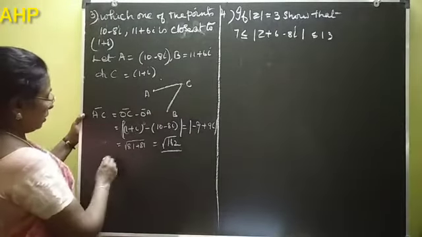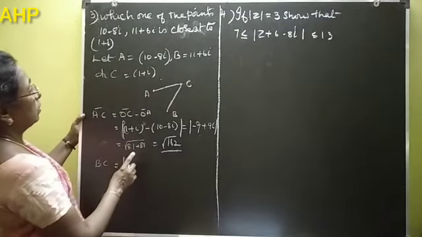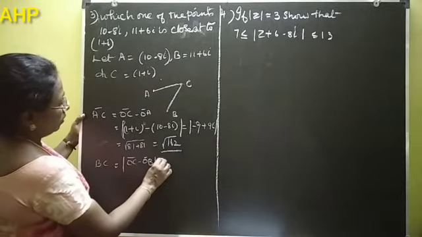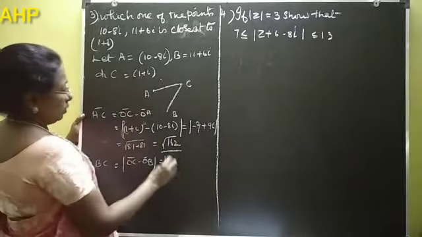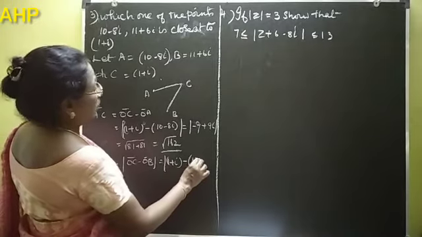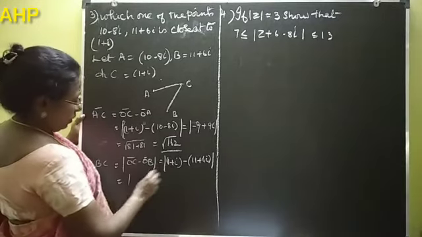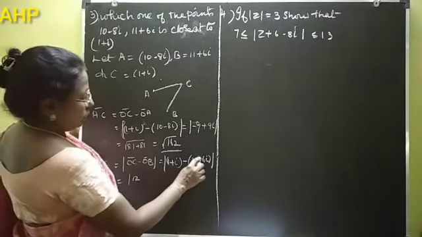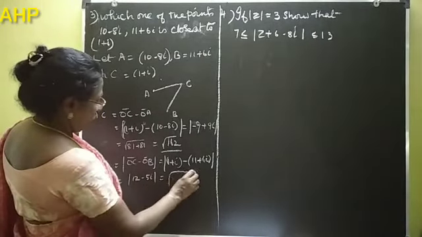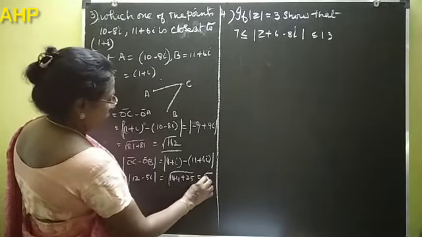If we are going to find out BC, BC is equal to modulus of OC minus OB. This is equal to modulus of (1 plus i) minus (11 plus 6i). This is equal to modulus of 1 minus 11 gives you minus 10, and 1 minus 6 gives you minus 5i. So this is equal to root of 144 plus 25, so root 169.